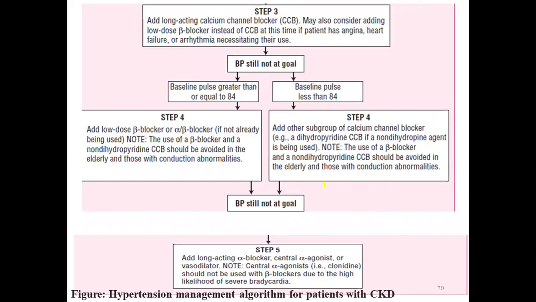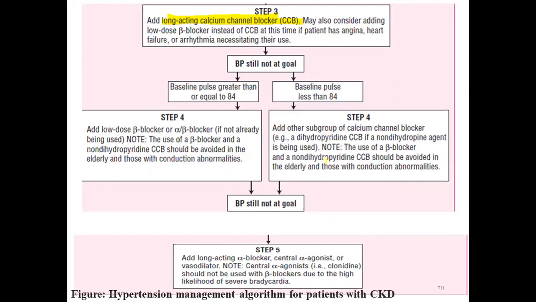Now, in case we are not able to achieve our target blood pressure, we can also add a long-acting calcium channel blocker. So initially, we combine ACE inhibitors plus diuretics. Then if we are not able to achieve our target blood pressure, we can combine a calcium channel blocker. So still, we need to monitor the patient.